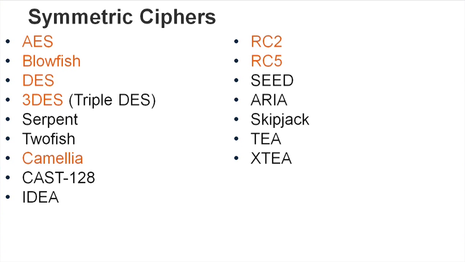Blowfish, DES, Triple DES, which is just DES, DES, DES, the same algorithm applied 3 times in a row. Serpent, Twofish, Camellia, Cast 128, Idea, RC2, RC5, Seed, Aria, Skipjack, TEA, and XTEA. And if you're just listening, that's TEA. So these are symmetric ciphers.